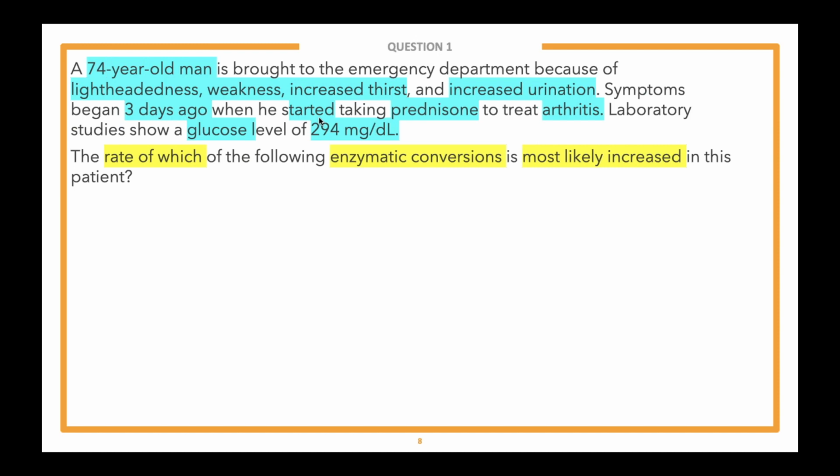And 2, how is that happening? They're telling us this is something enzymatic. So 1, what's going on in this patient? And then 2, from a biochemical level, what's happening? So probably a two-step question here, okay? Let's go ahead and take a look at the answer choices.